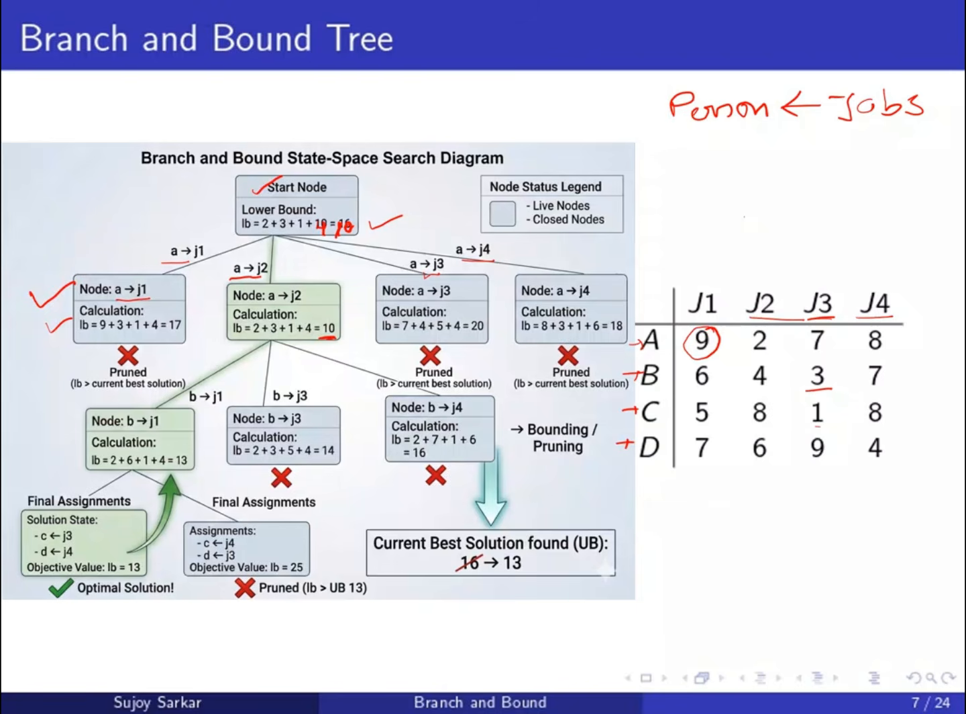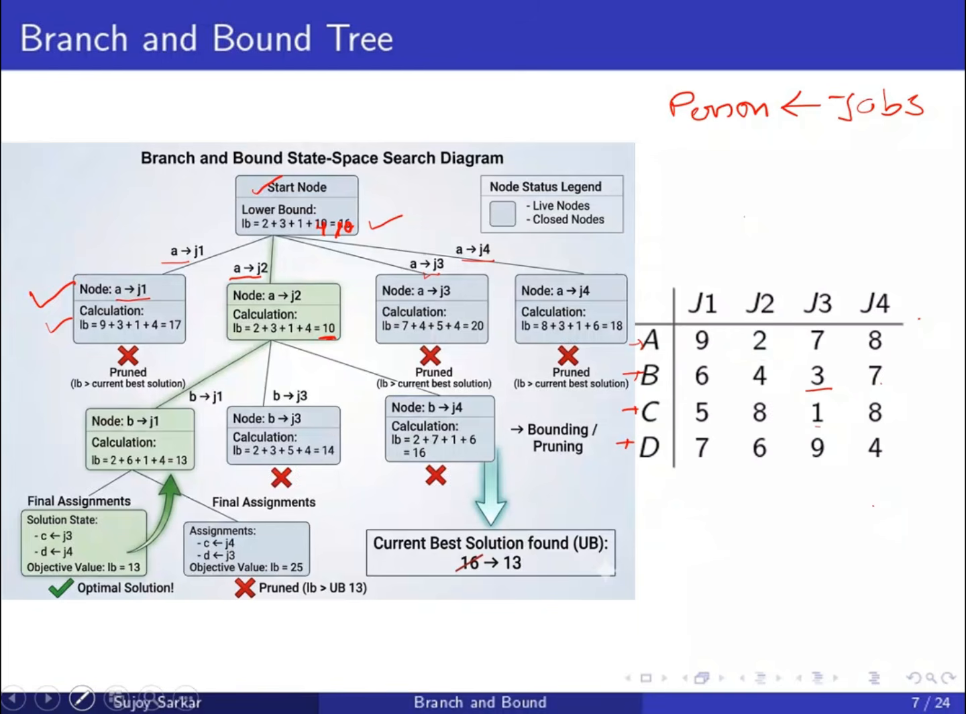Same way, second node is person A is assigned job 2. Person A job 2 means this is fixed, so that will cost 2. So B cannot be assigned job 2. B can take job 1, job 3 or job 4. Minimum it will cost 3. C can be assigned again job 1, job 3, job 4. Minimum will cost 1. D can be assigned job 1, job 3, job 4. Minimum is 4. So this will make the lower bound 10.